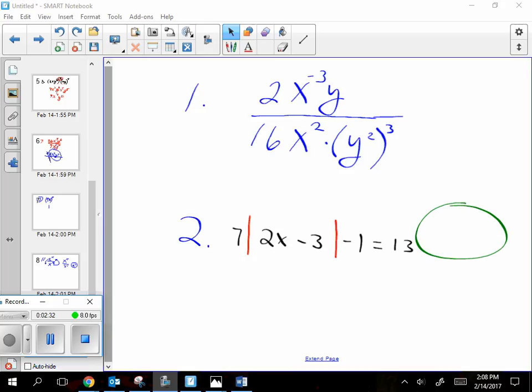All right, just a reminder on number 2. Your very first step should not be to split it into equations. All right. Got a question? All right. I'm going to pause for a second. All right, so here we go.